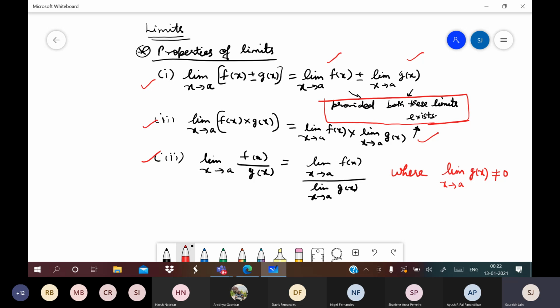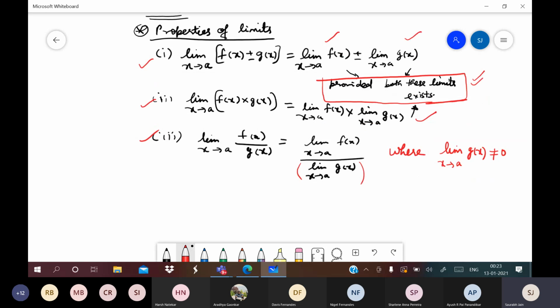In the third property, there is one extra condition. The condition that both the limits exist individually holds for the first, second as well as third. But in the third there is one more condition: that the limit in the denominator, this part, should not be 0, because then it will become undefined. That is the reason. Now to explain this property, I'm going to take one simple example here.